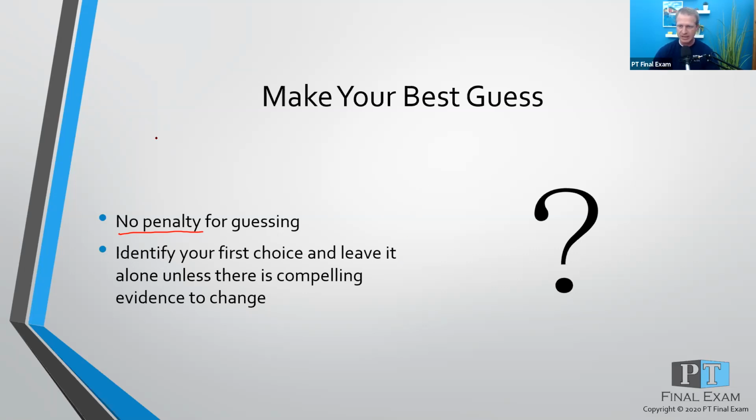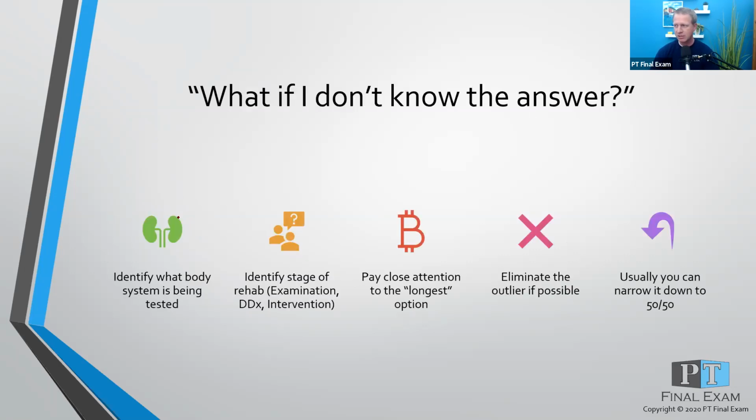Okay, so as always, make your best guess, even if you can't 100% identify the content. All right, so let's talk about what to do in the case that you have no idea what the question is even talking about. You're really concerned about getting this question right. So let's talk about some things that you could do. So if you have no idea what the answer is, first step is to identify what body system is being tested. You could at least do that and say, okay, this is clearly a musculoskeletal type question, or let's say that it's a neuro question or a cardio question. What body system is being tested here? Then identify what stage of rehab. Are they asking an interventions question, differential diagnosis, examination?